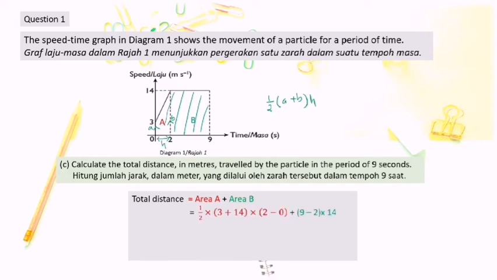So the area A equals 1/2 times (3 plus 14) times (2 minus 0), whereas area B is 9 minus 2 times 14. Area A equals 17 and area B equals 98. So the total distance is equal to 115 meters.